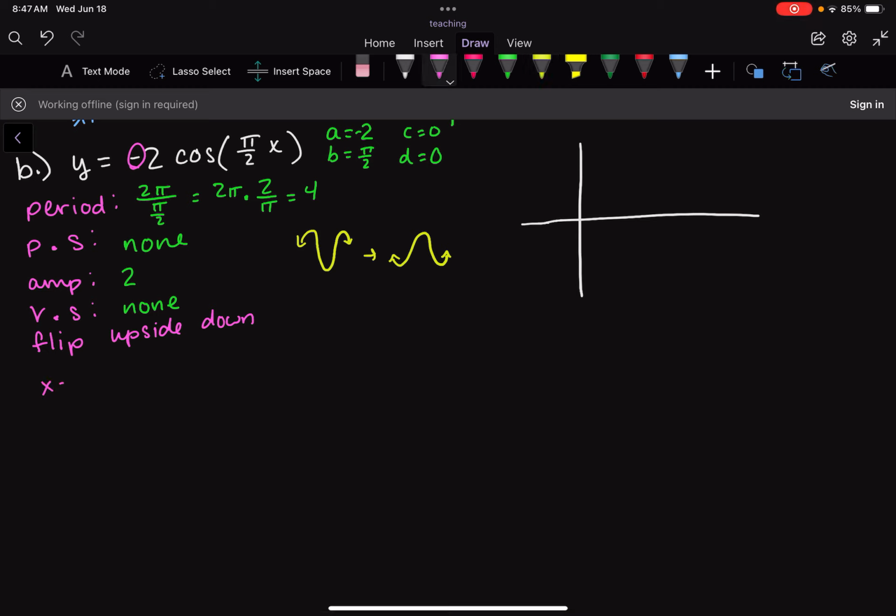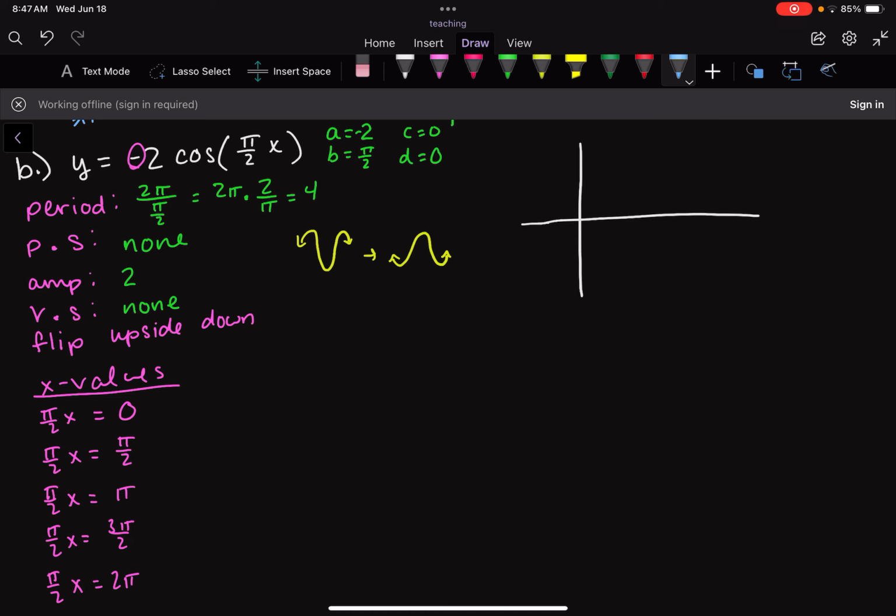Let's go ahead and do my x values. Again, I'm going to do it all the same. So I have pi over 2x equals 0. Pi over 2x equals pi over 2. Pi over 2x equals pi. Pi over 2x equals 3 pi over 2. And pi over 2x equals 2 pi. And then I solve for x.